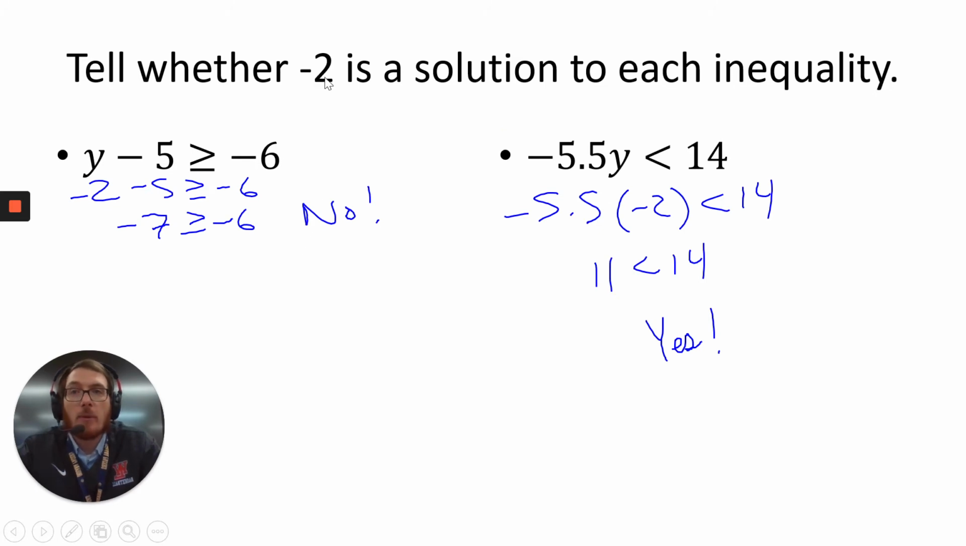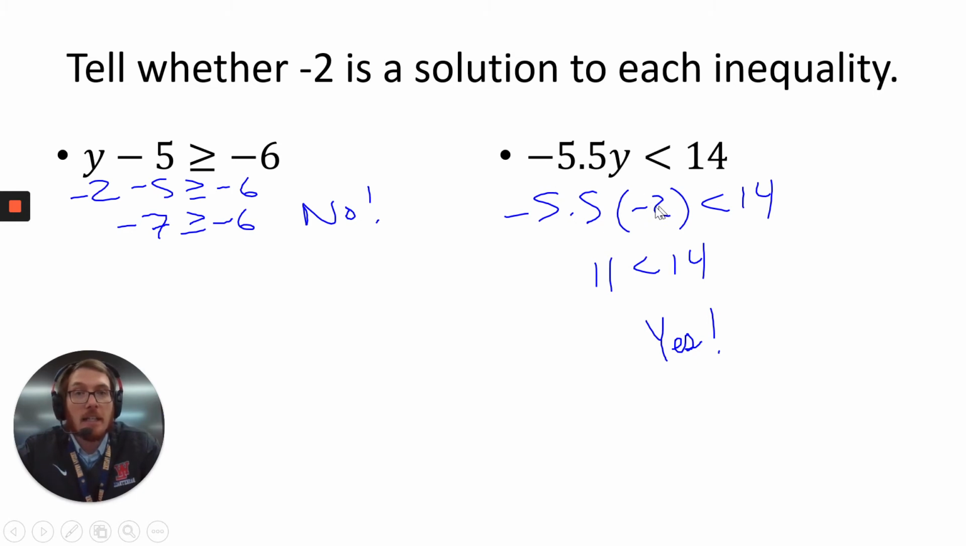This one says tell whether negative 2 is a solution. So notice I'm going to plug in negative 2. So negative 2 minus 5 greater than or equal to negative 6. Is negative 7 greater than negative 6? That is a situation that a lot of students miss because they say, oh yeah, 7 is greater than 6, but it's negative, so it's backwards. So negative 7 is not greater than negative 6 because it's actually less than.